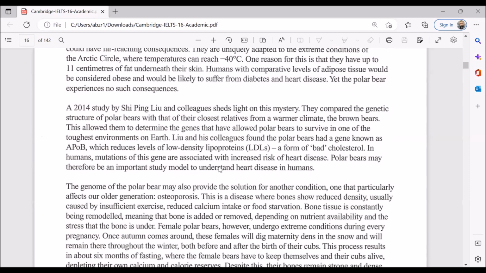So this statement would go false, because it's not about comparing groups. It's about comparing the genetic structure of polar bears, not with other polar bear groups, but in fact with their closest relative, which is the brown bears. It's not about studying the groups of the polar bears, it's about comparing them with another bear group, not the polar bear. That's why this statement would be false.